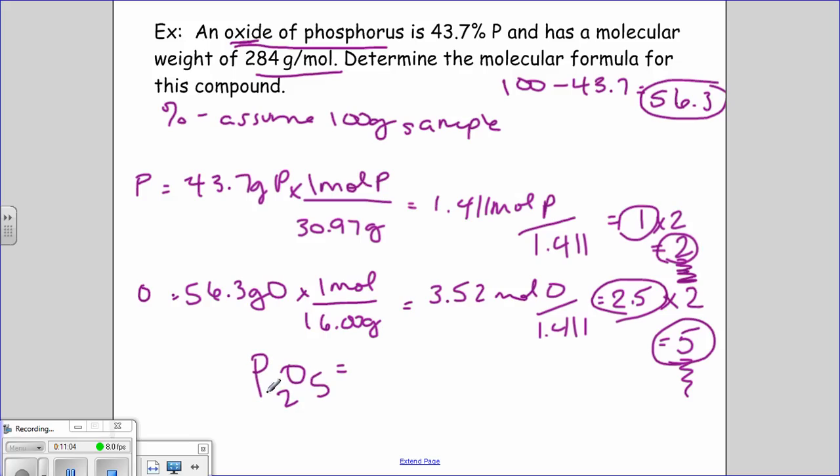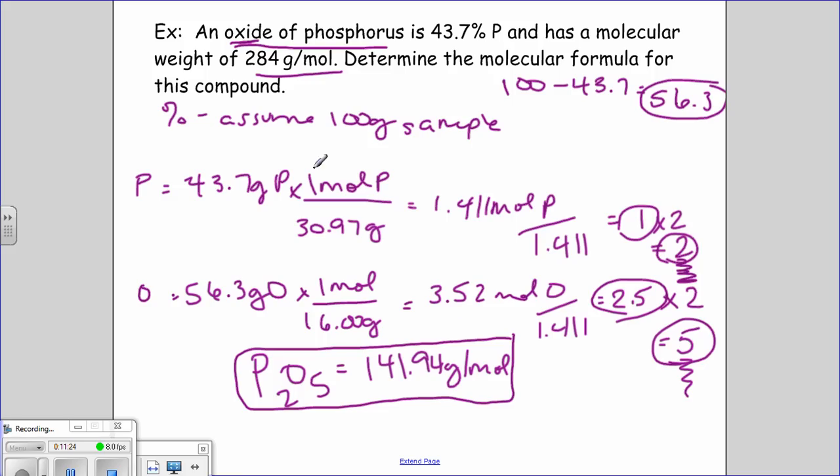Okay, let's look at the mass of this and determine if this is our molecular formula or not. When you add up your mass, phosphorus each weighing 30.97 and oxygen each weighing 16, you get 141.94 grams per mole. Okay, so apparently this is not our molecular formula because up here it tells us that 284 grams per mole is our molecular mass.